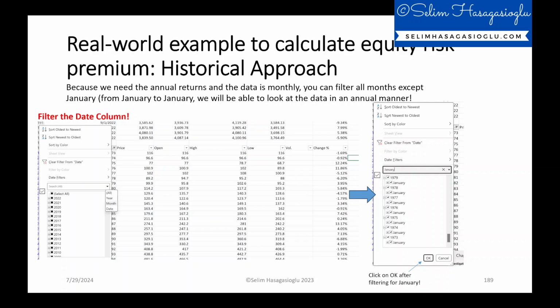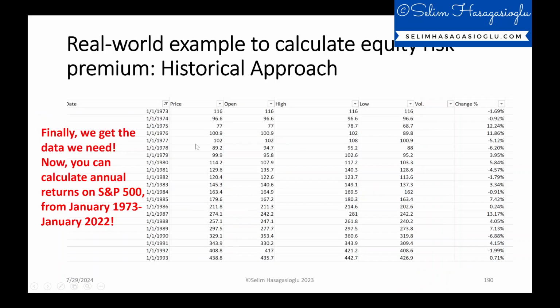And of course, because we need the annual returns and the data is monthly, you can filter all months except January, because now we will be looking from January to January. We will be able to look at the data in an annual manner. So here you have the data. Select the filter option on Excel, click on this drop-down, select month and just enter January in here, then click on OK. After filtering for January, you will get this data.